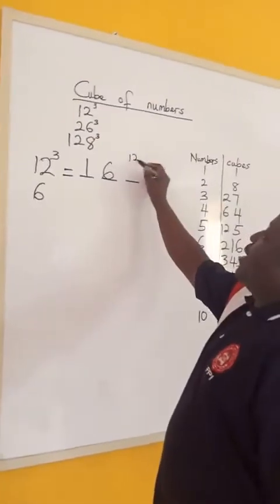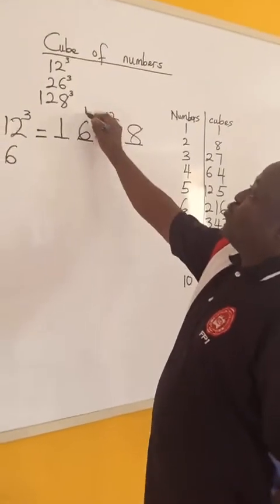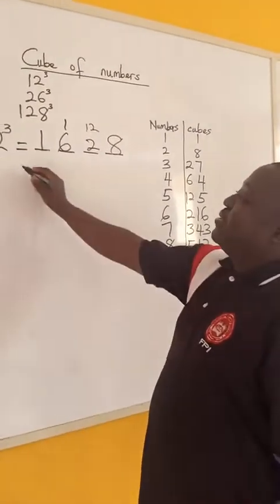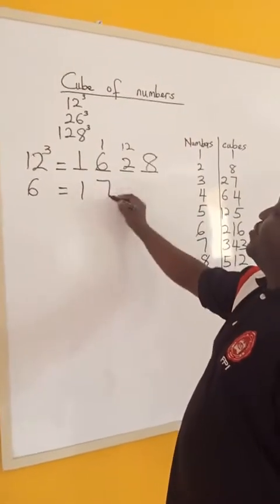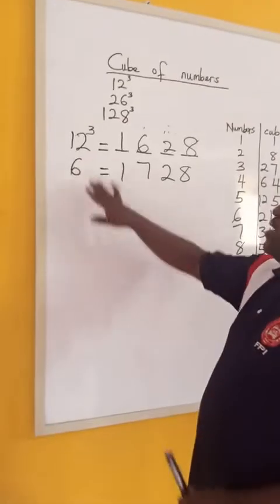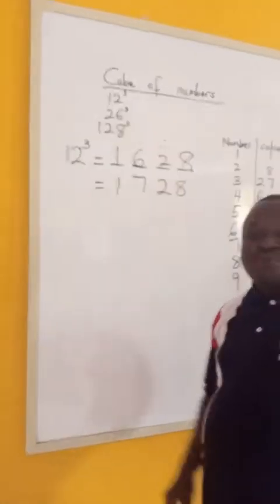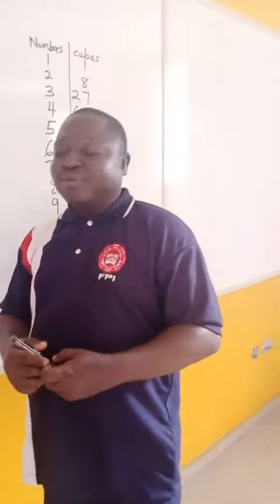But we are not going to write the whole 12. We are writing 2 here. And this 1, we are adding it to the next 6 here. And this now becomes 1 plus 6, 7. Then 2, 8. So 12 raised to the power of 3 is 1728. What an easy method of calculating cubes of numbers!